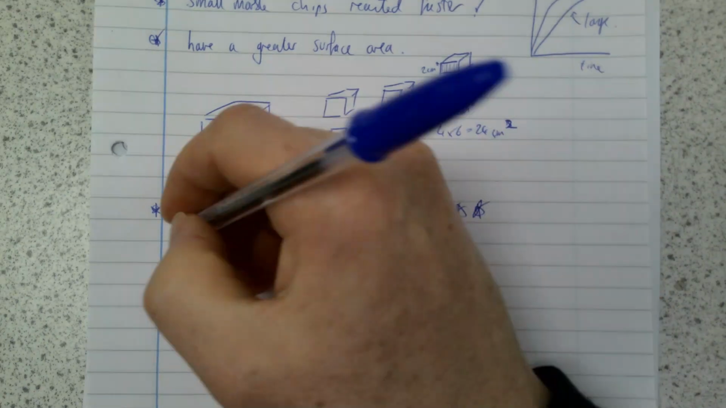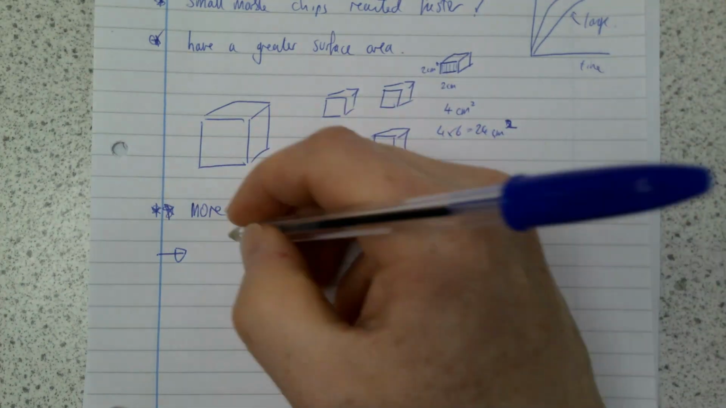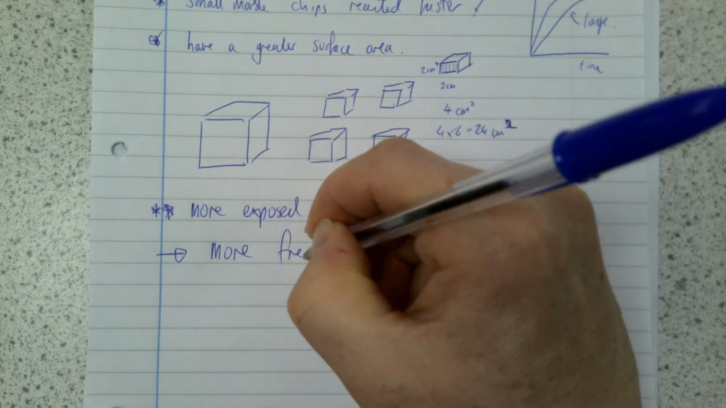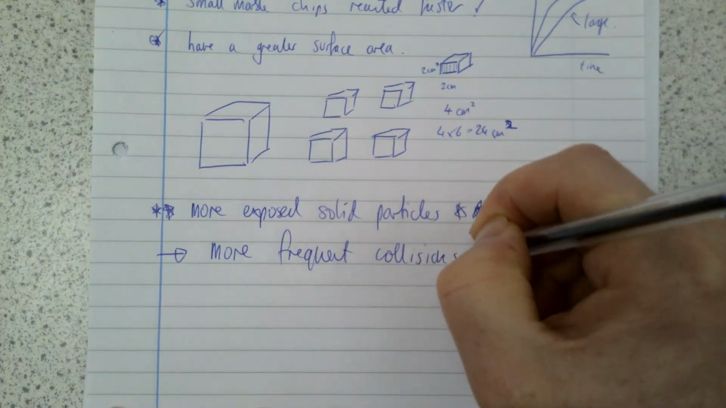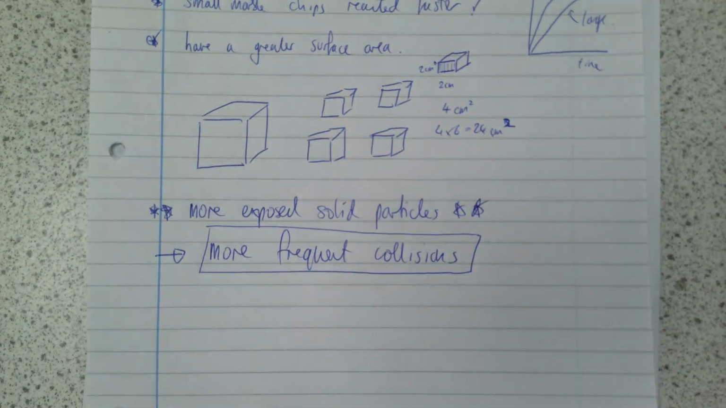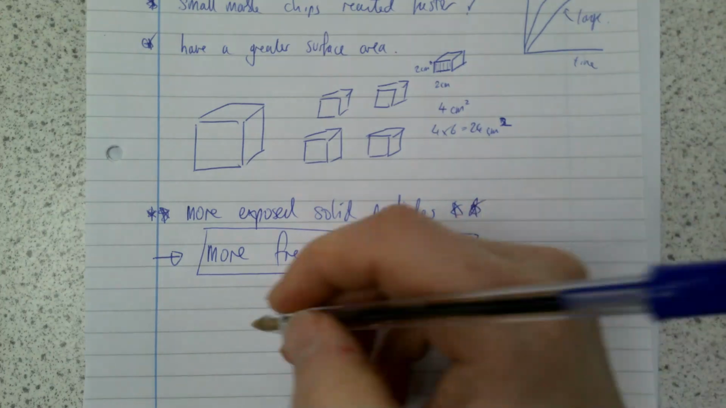Now that means, and as you'll say for a lot of these explanations, there are more frequent collisions. There we go. And that is really all you've got to be able to say for this. So more exposed particles to the acid, so there's more frequent collisions between the reactants. You could add to it if you want to.